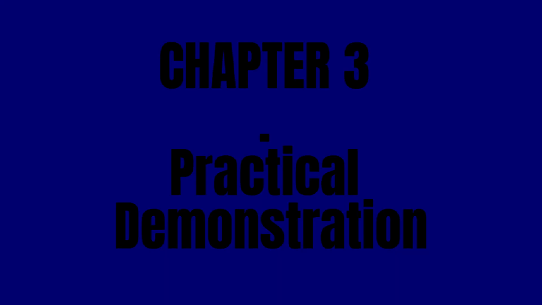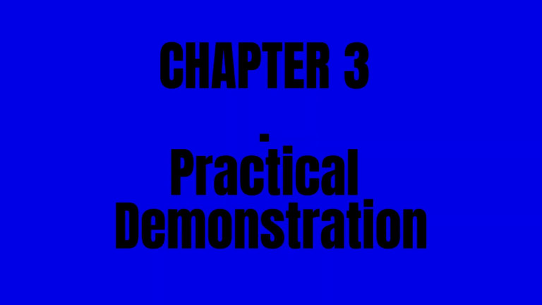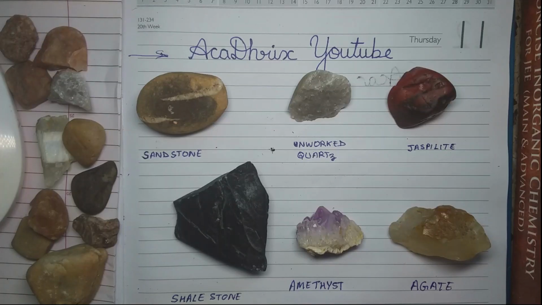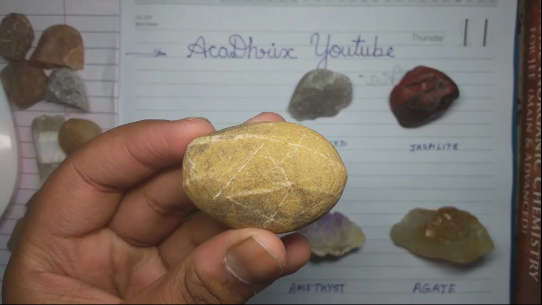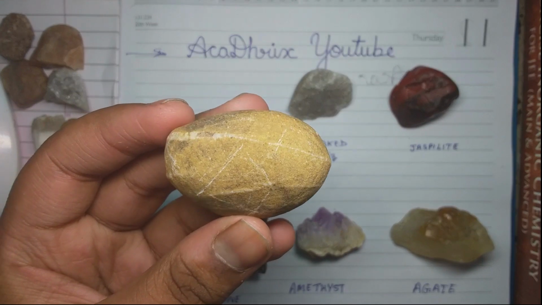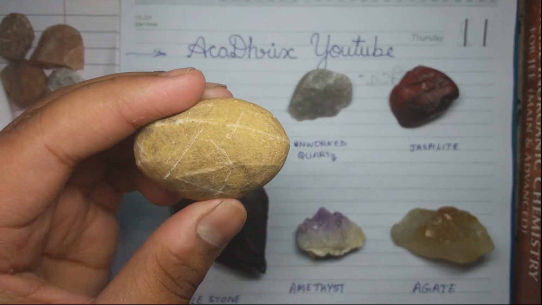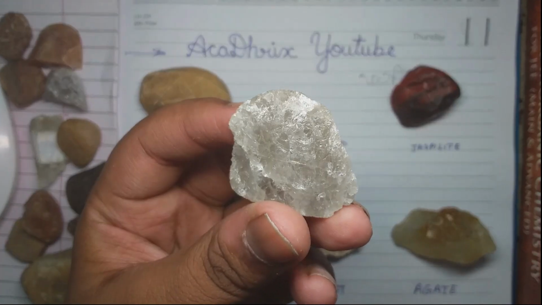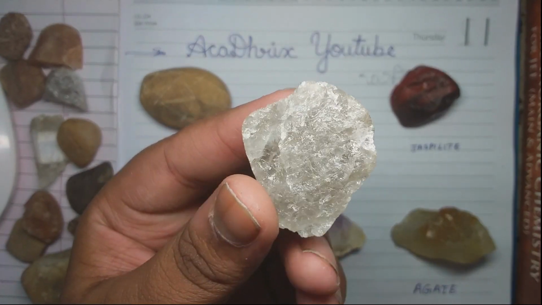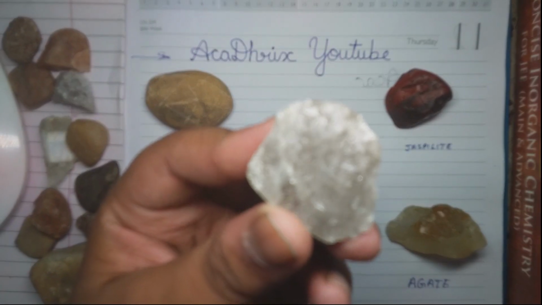Chapter 3, and the most awaited one, is the time for practical demonstration. Okay, so we have these rocks whose hardness on Mohs scale is known. First of all, we have sandstone, whose hardness on Mohs scale is around 6 to 6.5. Then we have quartz, an unworked quartz, whose hardness on the Mohs scale is around 7.